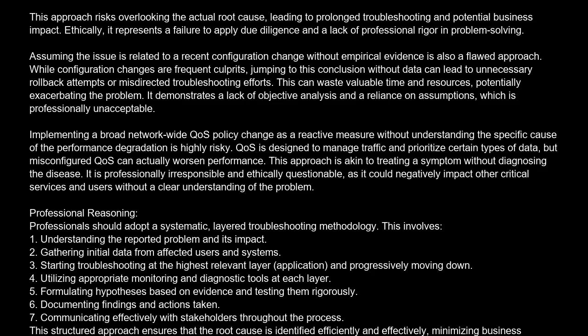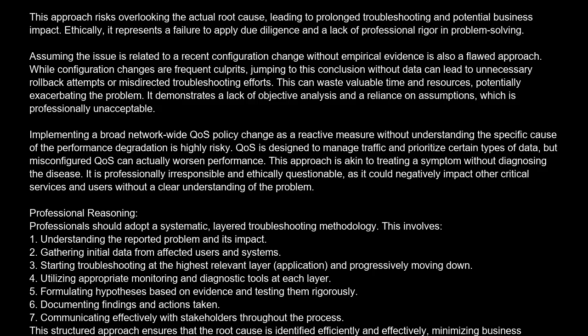Assuming the issue is related to a recent configuration change without empirical evidence is also a flawed approach. While configuration changes are frequent culprits, jumping to this conclusion without data can lead to unnecessary rollback attempts or misdirected troubleshooting efforts. This can waste valuable time and resources, potentially exacerbating the problem. It demonstrates a lack of objective analysis and a reliance on assumptions, which is professionally unacceptable.